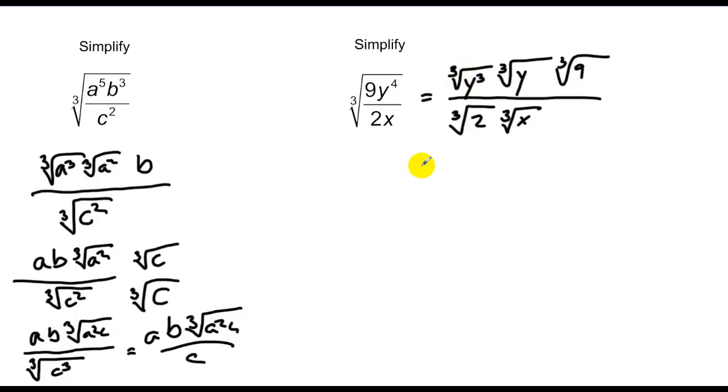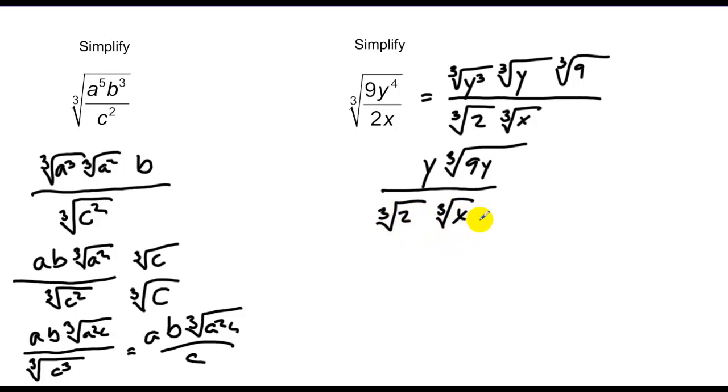Cube root of y cubed is y. What's left is the cube root of 9 and a y. In the denominator, I have the cube root of 2 and the cube root of x. Now once again, I have to rationalize by a term that's going to get me a perfect cube in the denominator. Now the first perfect cube that I can think of that involves a 2 is 8. So I need to make that 2 an 8 by multiplying. So I better multiply by 4.